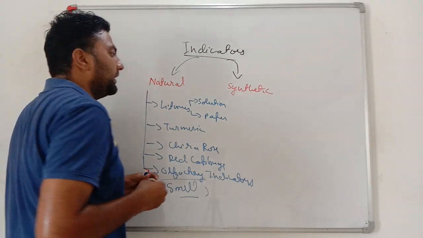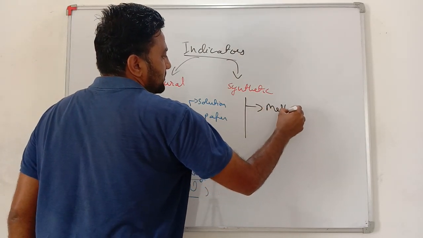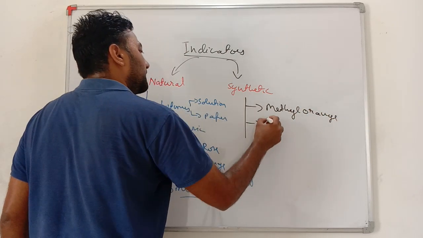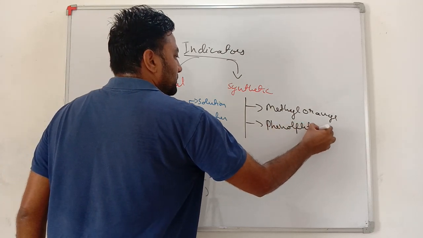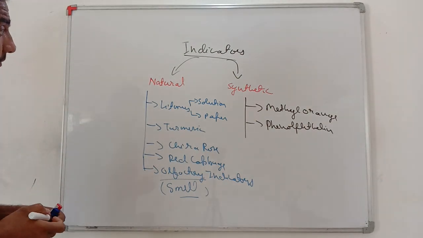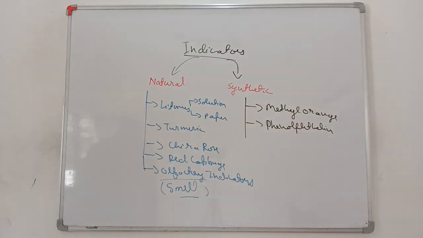And in synthetic indicators, there are two main indicators. One is methyl orange and one is phenolphthalein. So one by one we will see all the indicators. Okay. First of all, we will see natural indicators and then we will see synthetic indicators.